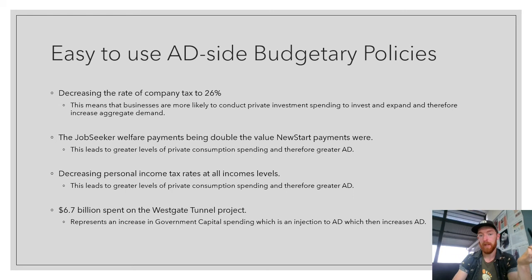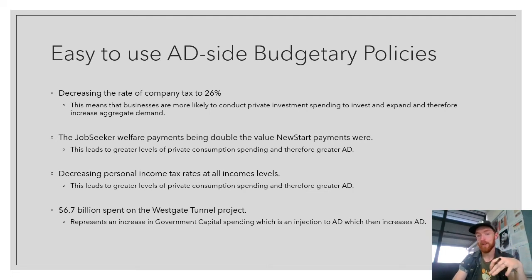The job seeker welfare payments have doubled their value. Well, they've decreased since then, but originally they were doubled, leading to greater levels of private consumption spending, therefore greater aggregate demand. Decreasing personal income tax rates at all income levels should hopefully lead to greater levels of private consumption spending, therefore greater aggregate demand, and the flow on to the goals.